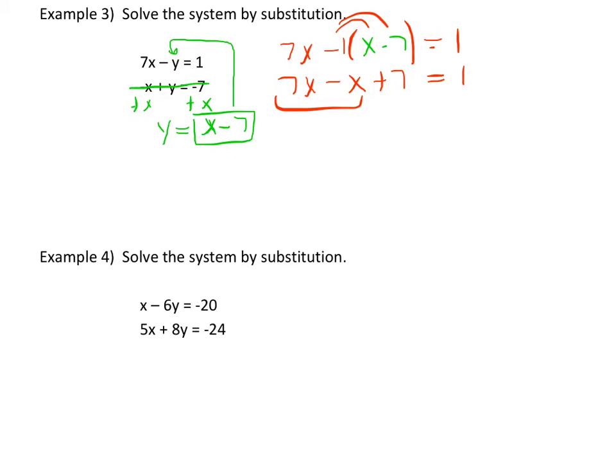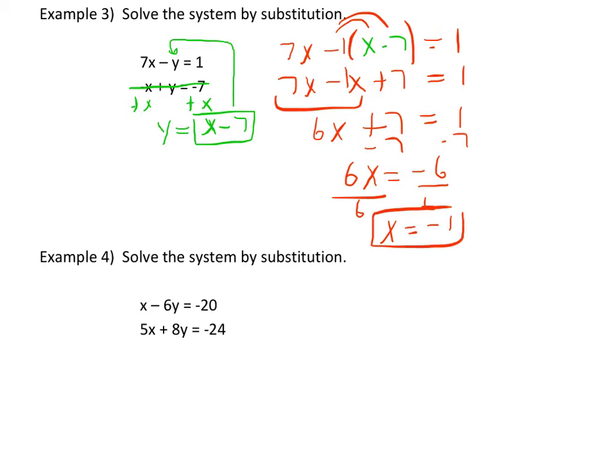These two are like terms. 7 minus 1 is 6. We subtract 7 to solve for x. We get negative 6, divide by 6, and x equals negative 1. And again, we're looking for a coordinate, and we just found the x value.